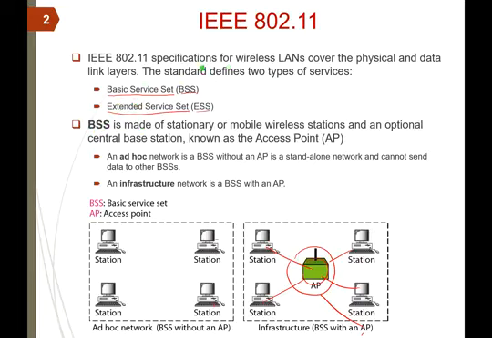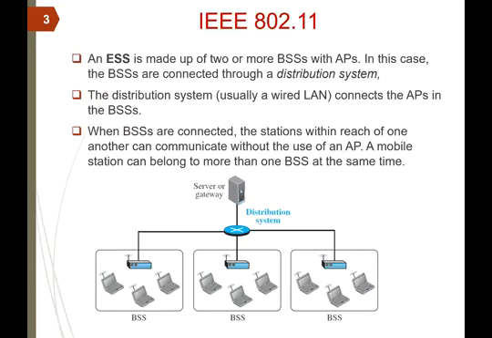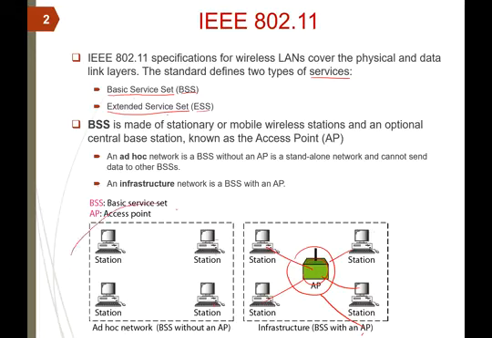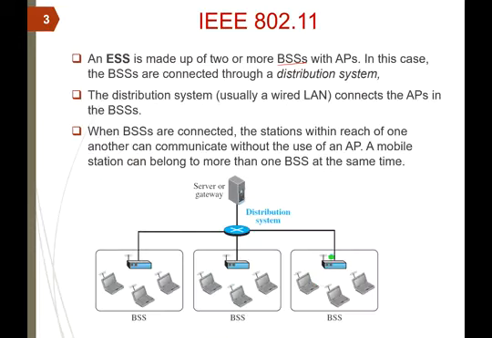As I said, the standard defines two types of services: basic service set and extended service set. In an extended service set, we have two or more BSSs. So this is a BSS, this is another BSS, and we can have several BSSs. These are BSSs with APs. We don't have BSSs without an AP in the extended service set. In this case, the BSSs are connected through a distributed system.